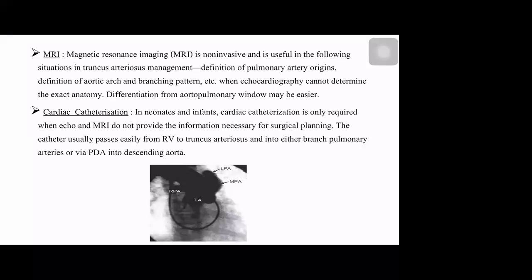When we are doing the cardiac cath, the catheter usually passes easily from the RV to the truncus arteriosus and into either branch of the pulmonary artery or via the PDA into the descending aorta.